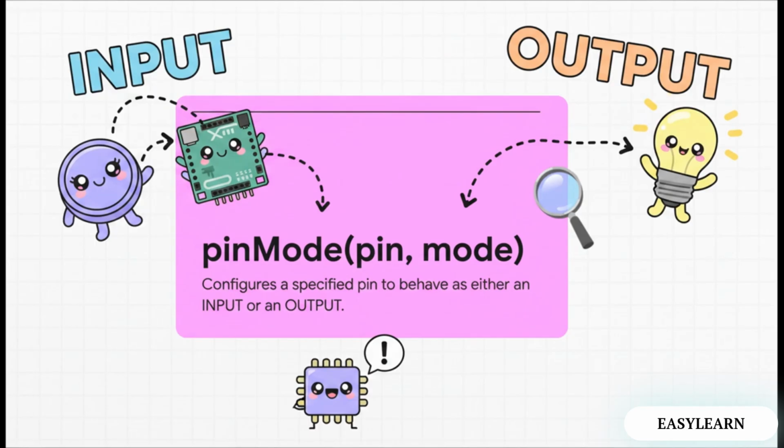Now, before a pin can do anything at all, you have to give it a job. You do that with the pinMode command. It's always the first step. You're basically telling it, all right, pin 13, your job is to be an output. You're going to control an LED. Or, hey, pin 2, you're an input. You're on button listening duty.